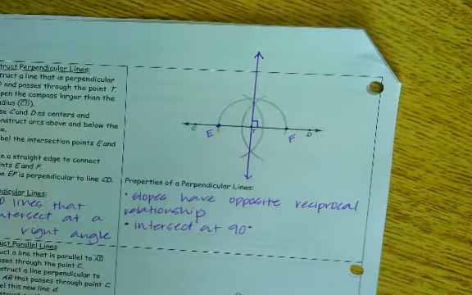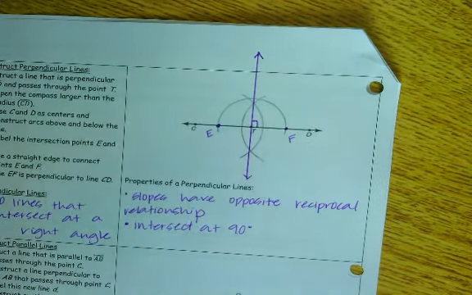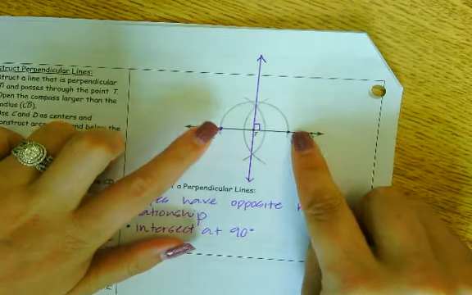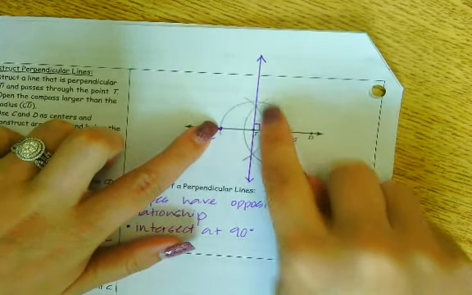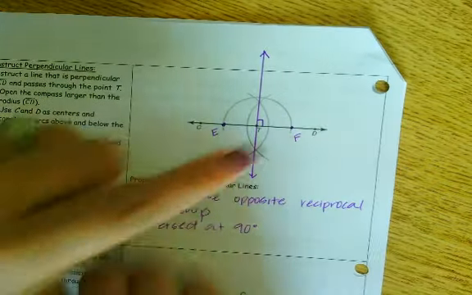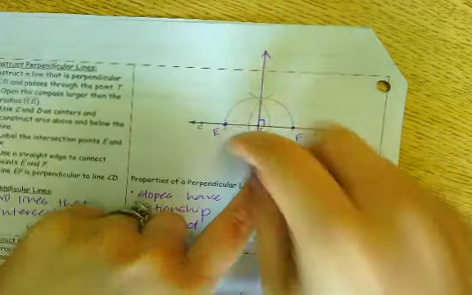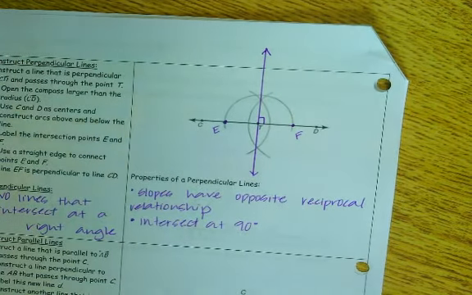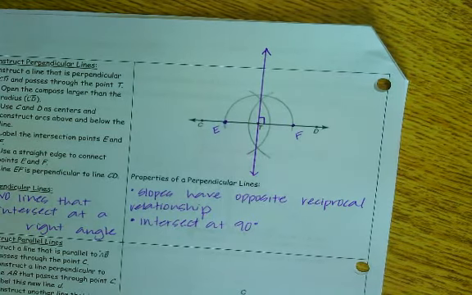So it's 3 steps. Make an arc to intersect your segment. Then go from your points of intersection greater than halfway, flip your compass, same length, greater than halfway. So 3 steps. Questions about constructing a perpendicular line? Okay, so far so good.